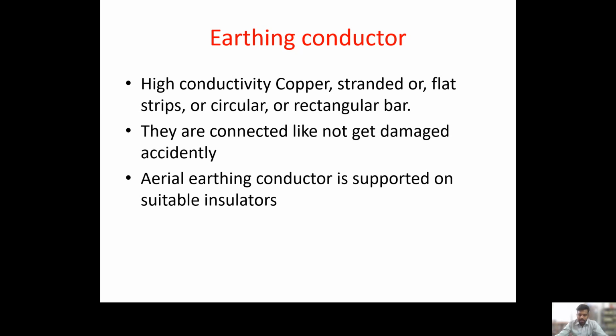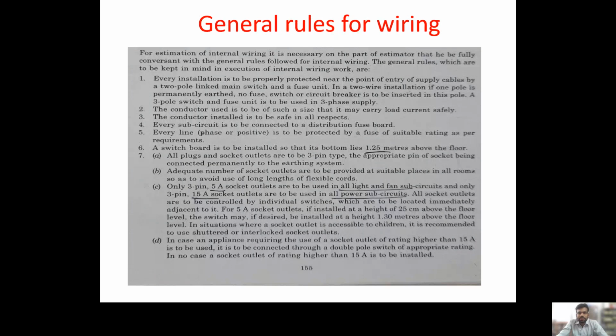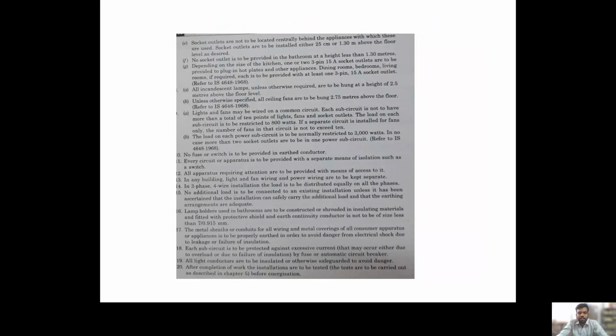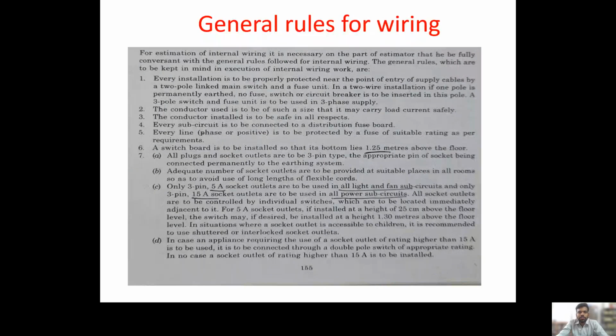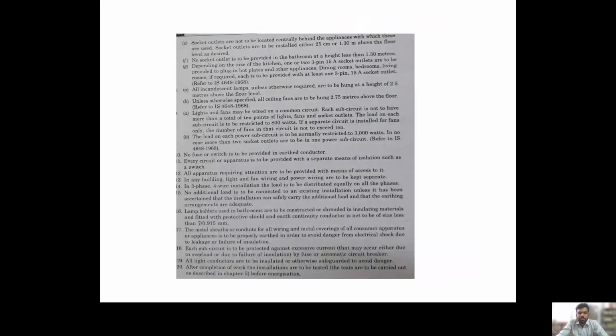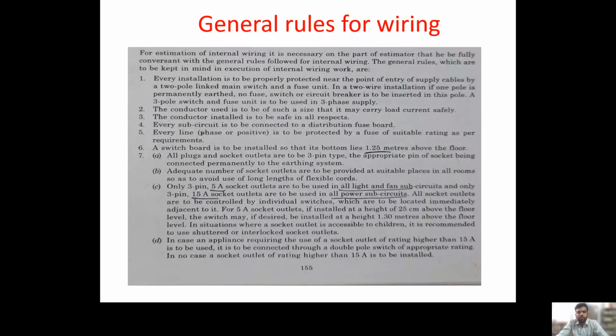An aerial earthing conductor is supported on suitable insulators and is clearly identified. These earthing conductors should be placed in such a place that they do not get damaged easily. And there are some different general rules. These are the important rules which we need to observe and learn before going for estimating, costing or installation of our wiring systems, which we will discuss in the next session.